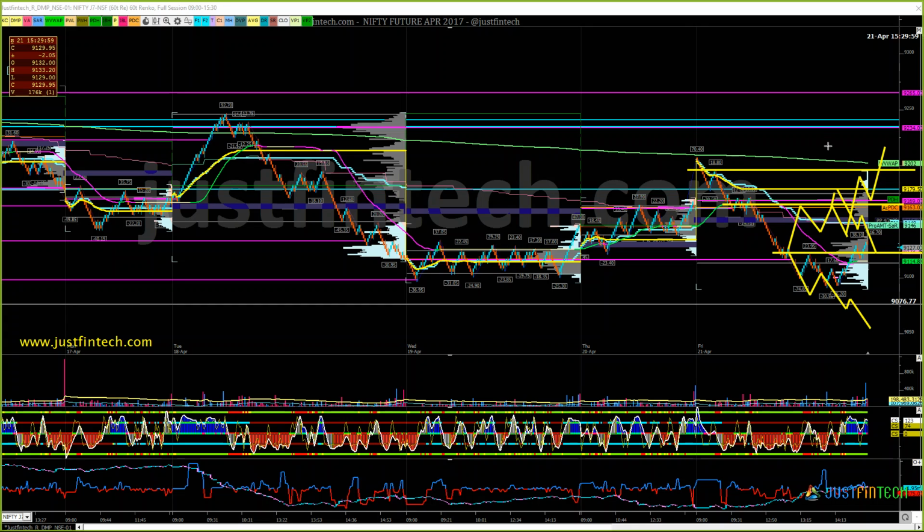So a high probability that we get a gap up due to the optimism in the world markets, but that gap up, if it does not sustain, then it would act like Friday.